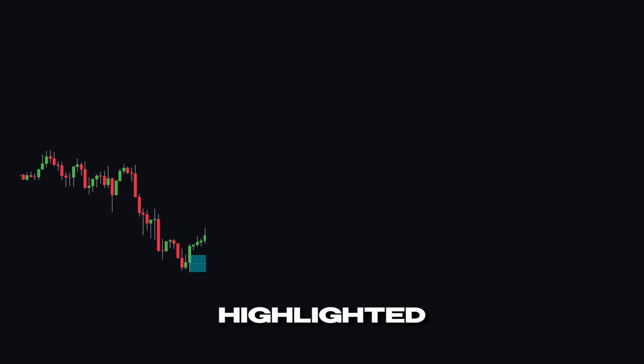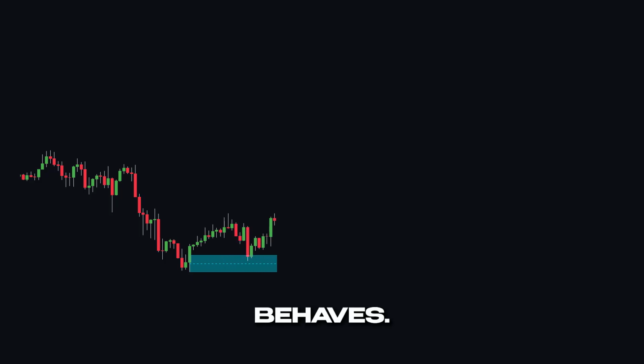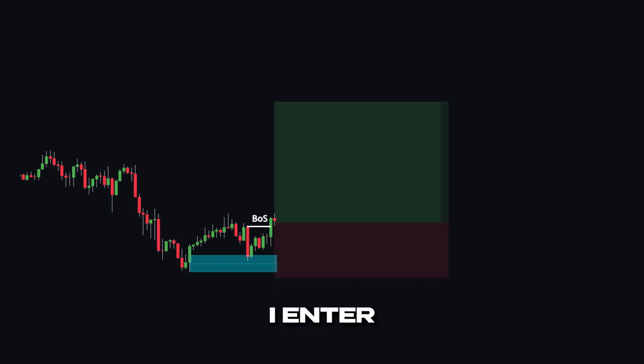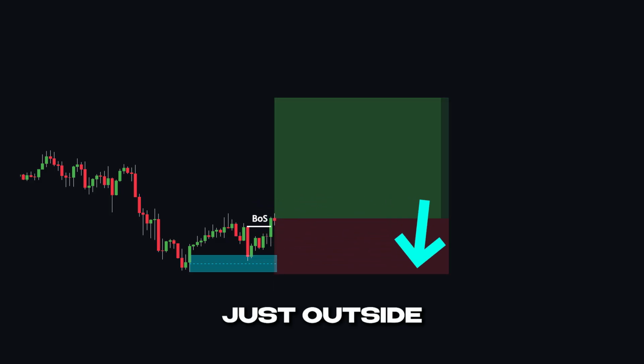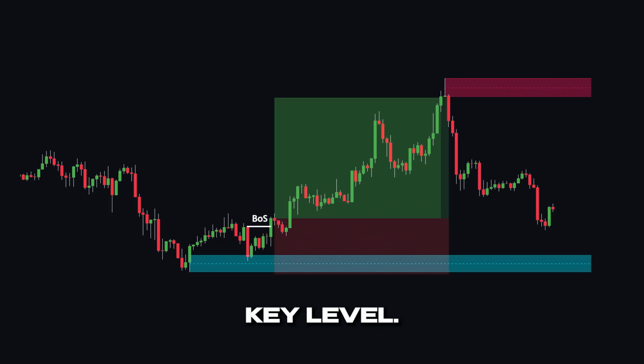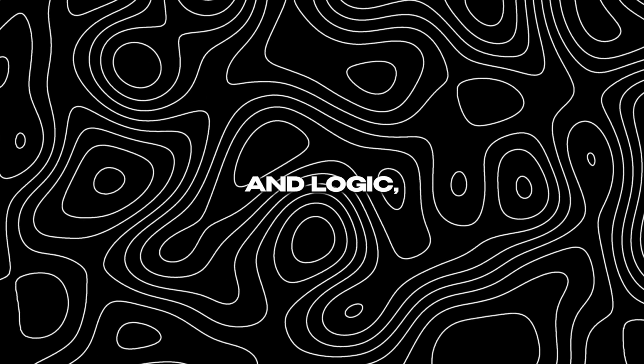Now with those zones plotted, I wait for price to approach one of those highlighted areas. I don't just enter on the first touch, I watch how price behaves. If it approaches a demand zone and I see signs of exhaustion, like a long wick, slowing momentum, or a clean structure shift, I get interested. When that happens, I enter the trade, place my stop loss just outside the zone, and target the next key level, whether it's the next zone or a clean high. Every trade is built around structure and logic, not guessing.